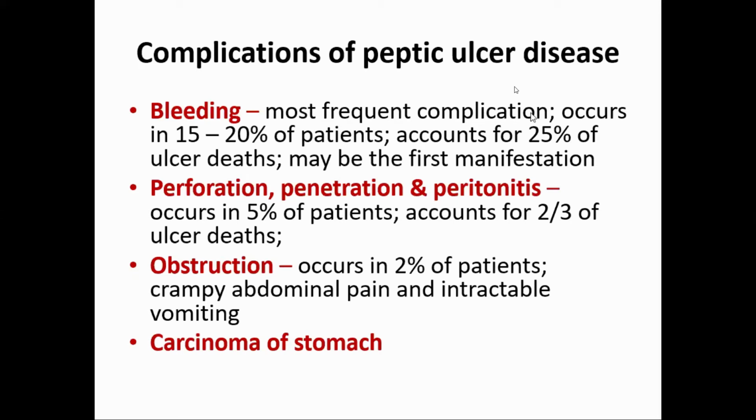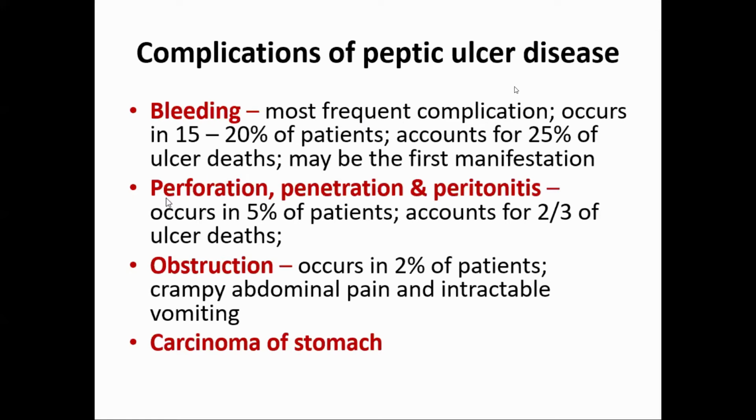So, the most frequent complication is bleeding, which occurs in 15 to 20% of patients, and it accounts for 25% of ulcer deaths. Nowadays, of course, this incidence has decreased because we have medical treatment. Earlier, when it was not there, it was very common. People used to die because of hematemesis. And many times it may be the first manifestation.